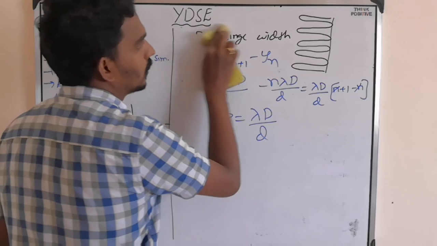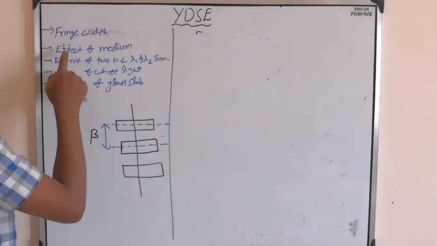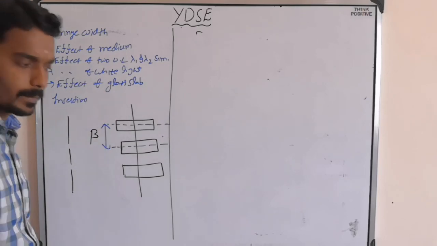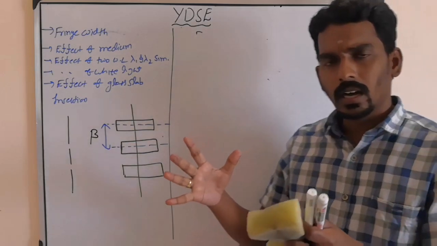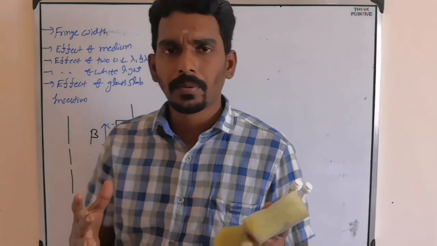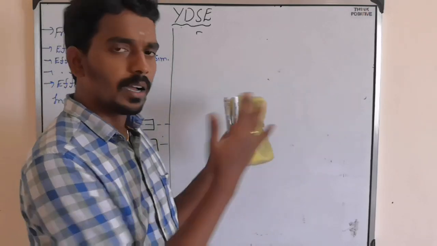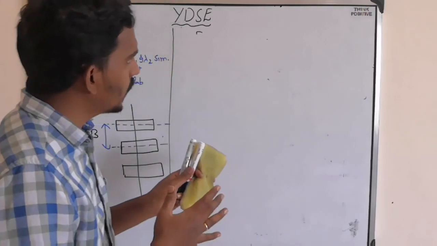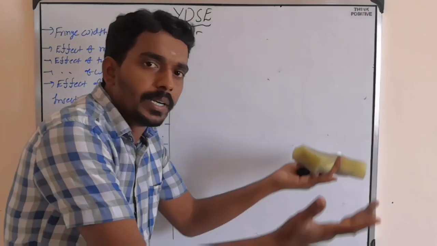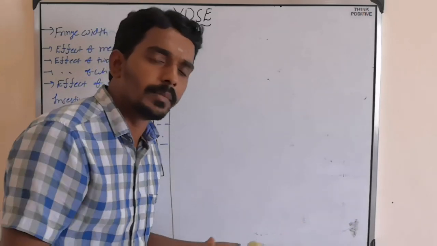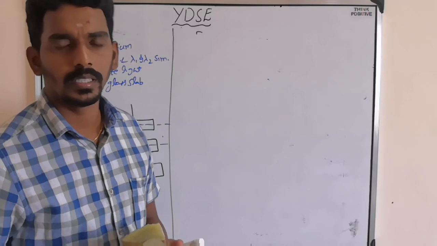This is the first one. Next, the effect of medium. What is the effect of medium? Suppose you have done the experiment, whatever setup Young arranged, in the presence of air. Now you take the same setup, don't disturb it, and dip it in water, or in some other medium in which light can travel. Then what happens?